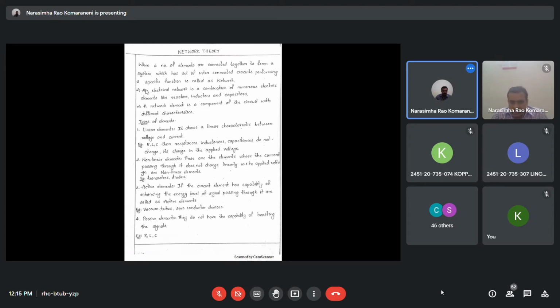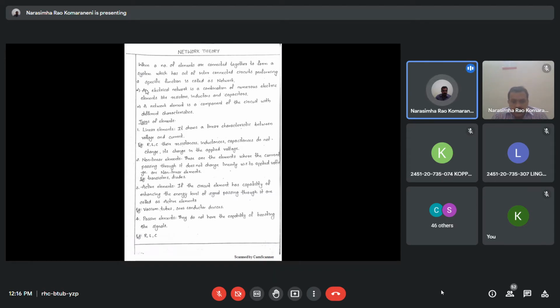Coming to non-linear elements. Okay, so in case of nonlinear elements, when the current passes through it, it does not change linearly with respect to the applied voltage. Okay, the examples for these nonlinear elements are transistors, field effect transistors, and diodes. Then coming to the active elements. These elements have the capability of enhancing the applied signal by passing through it. Okay, these are called the active elements. So the examples for these active elements are semiconductor devices. All semiconductor devices come under these active elements.